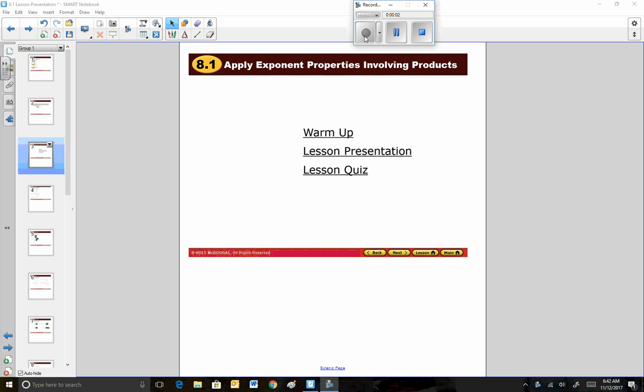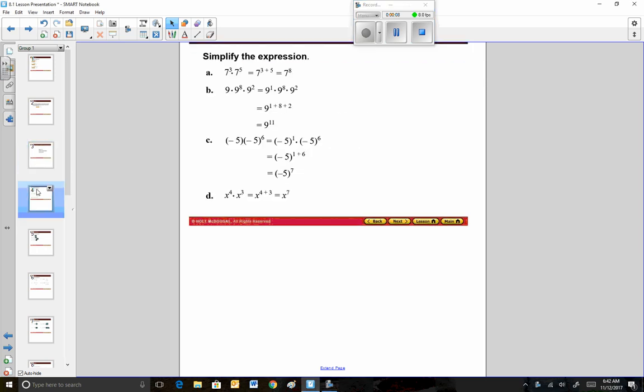We're learning about applying exponent properties involving products, in other words, multiplication. Let's take a look at what that looks like. Here's some bases, 7 and 7, with exponents 3 and 5. If you multiply these together, you keep the exact same base, so you notice you just bring over the 7. And then 3 plus 5, because when you have exponents, you add the exponents when multiplication occurs. So we have 7 to the 3 plus 5, which means it's 7 to the 8.